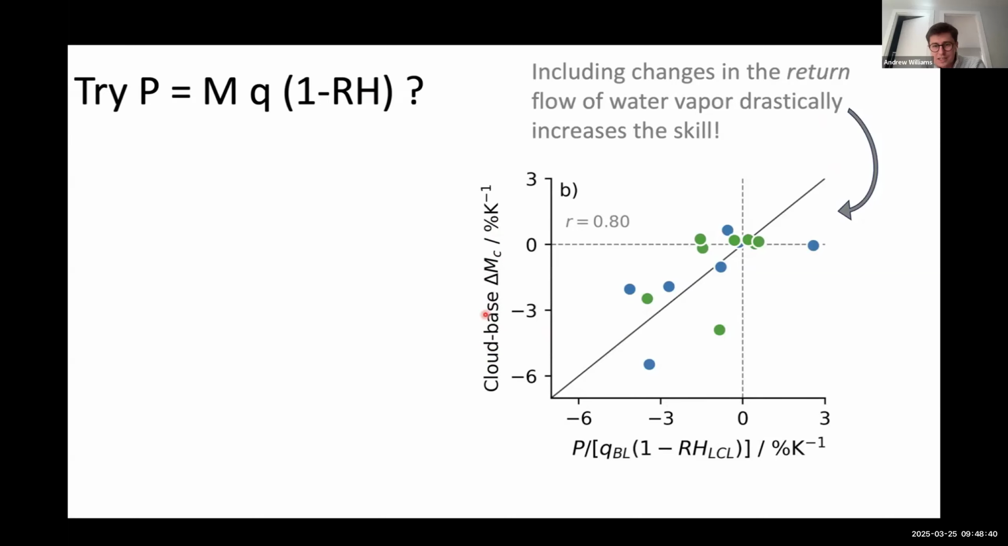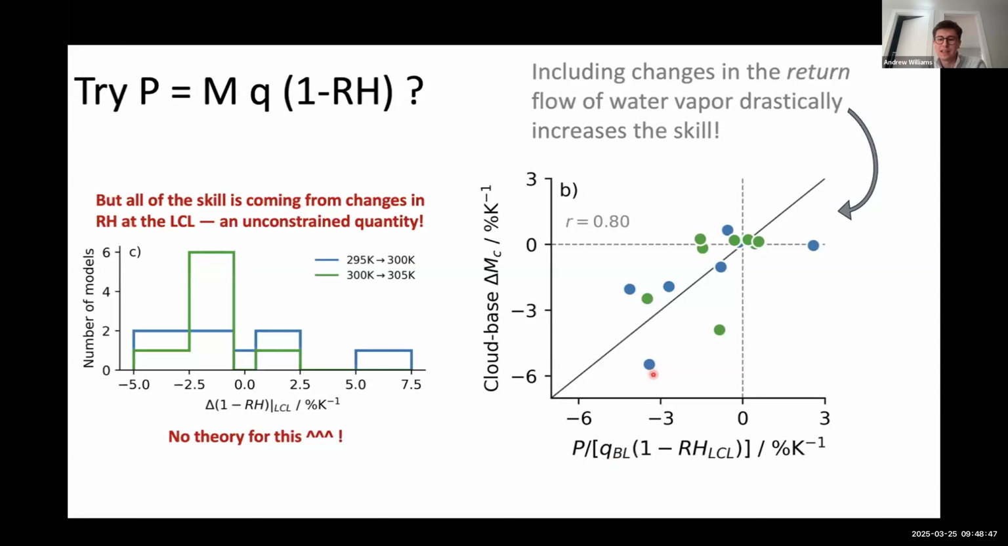But the problem is that now all of this skill is coming from changes in relative humidity at the cloud base, or the lifted condensation level. And this is a very unconstrained quantity. So it varies between -5 and maybe +5 or +6% per Kelvin. And we don't have a theory for this. Like, no one understands how the relative humidity at this level should respond to warming. We typically assume RH is constant, right, under global warming. So this drastically, I think, limits the usefulness of this scaling, even though you can make it work.